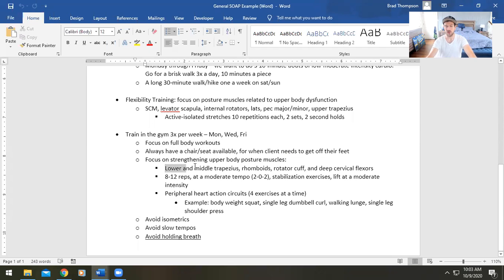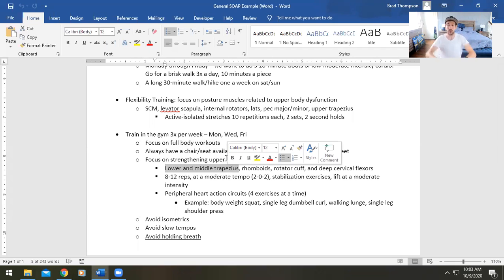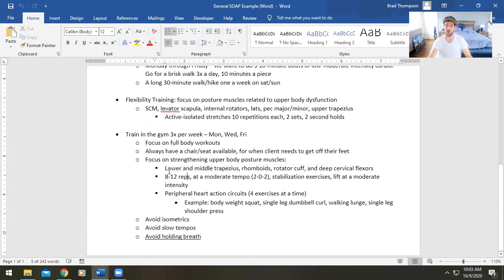So we're going to focus on strength training for his middle and lower trapezius. That's going to be a lot of rowing motions, a lot of reverse flies, YTAs, ball combo number 1, ball combo number 2, right? Rotator cuff, deep cervical flexors, right? Little chin, we're going to keep his chin tucked throughout the whole workout. We're going to focus on 8 to 12 reps at a moderate tempo.